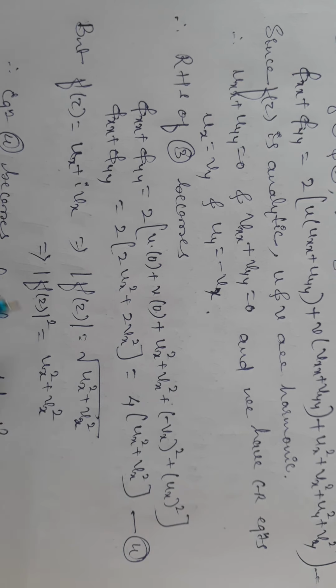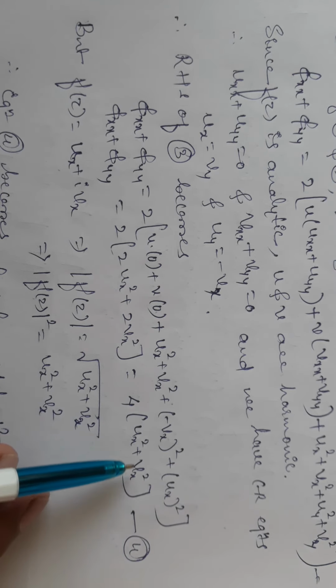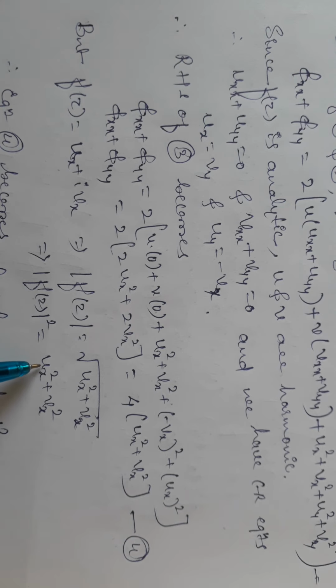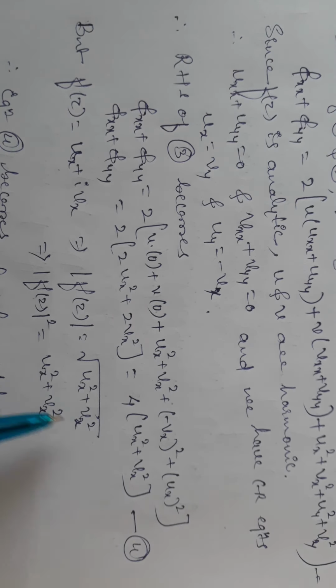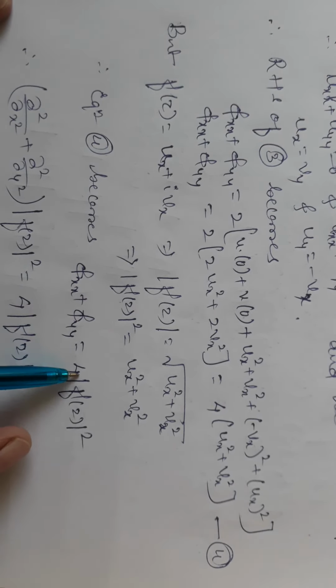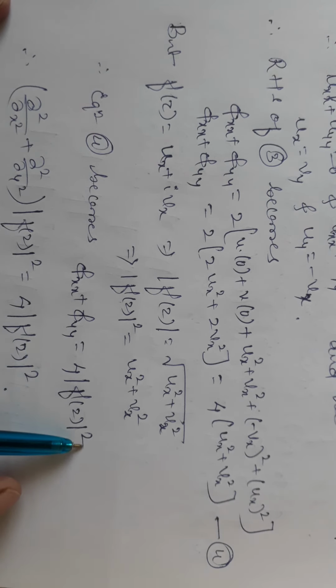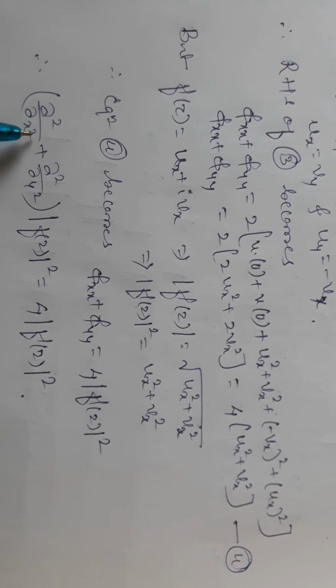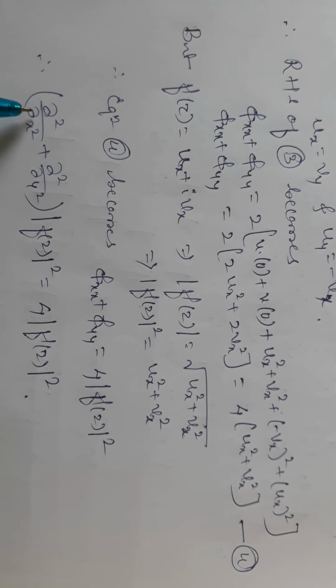Then equation number 4 becomes, that is ux square plus vx square is mod of f dash of z whole square. Therefore, by putting this in equation number 4, we have phi xx plus phi yy equal to 4 times mod f dash of z whole square. Hence, we get the desired solution, del 2 by del x square plus del 2 by del y square of mod of f of z whole square equal to 4 times mod f dash of z whole square.